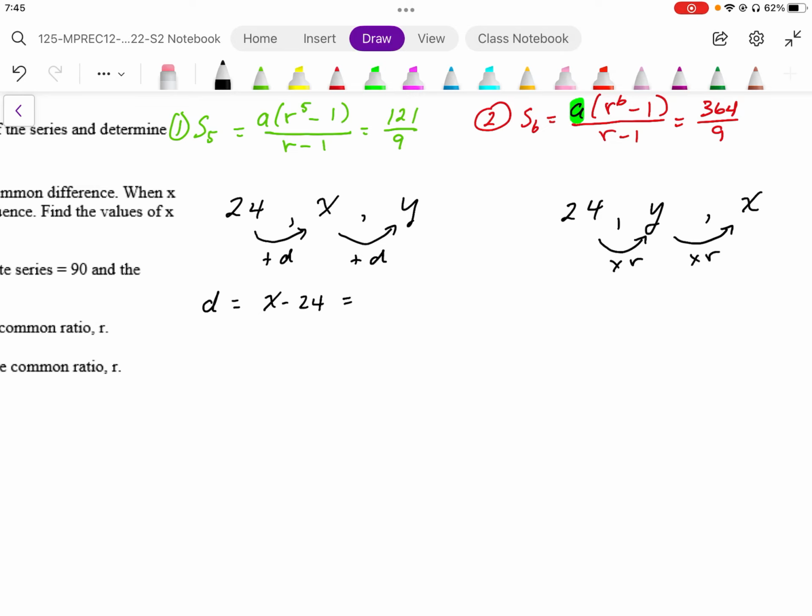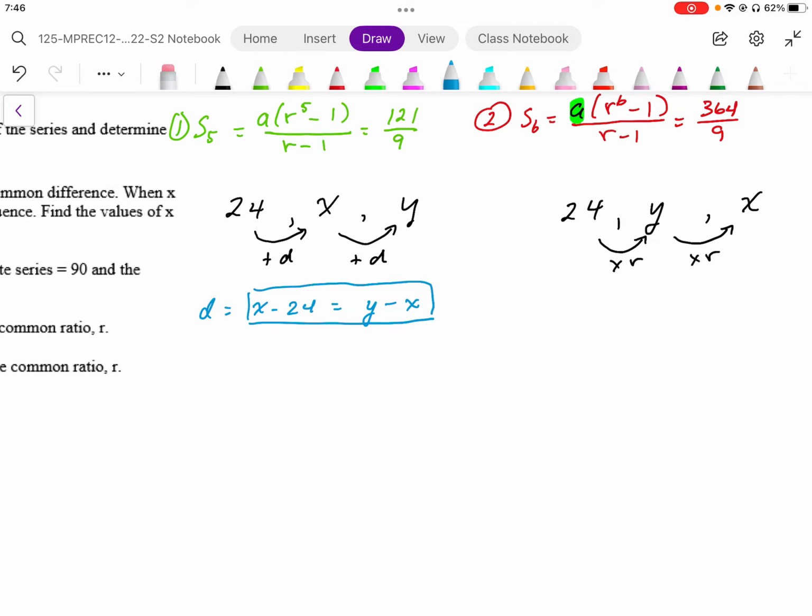And I also get, so I'm just going to do this in a different color here. So I get d is equal to x minus 24. That's also equal to y minus x. And so I've come up with an equation with x and y's.